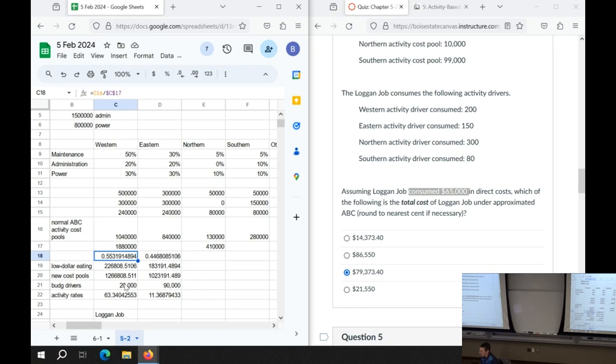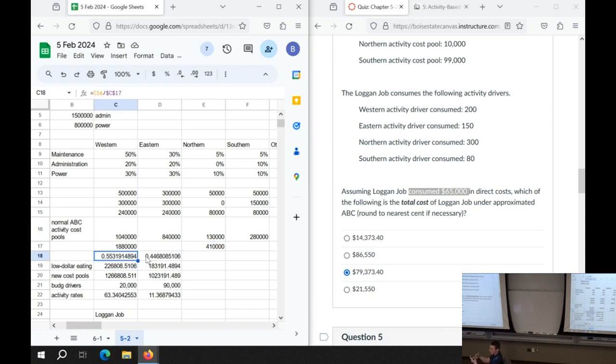I multiplied it by these proportions right here. These decimal numbers reflect a proportion. So we have our two high dollar cost pools, 1.04 million and 840,000, and that's the total of them. And so then if I divide that 1.04 by the total, that shows me that 55%, that's the proportion of the total high dollar that Western accounts for. It's the big dog. It's the bigger dog. So we should let it eat 55% of these low dollar cost pools. That's kind of what we're getting to. But yeah, that's what those represent.